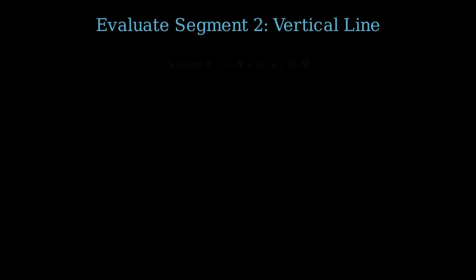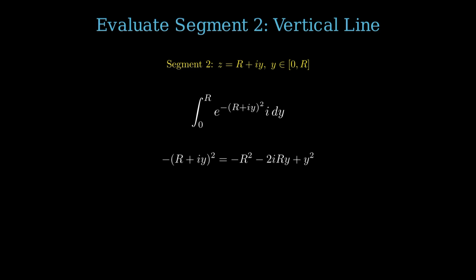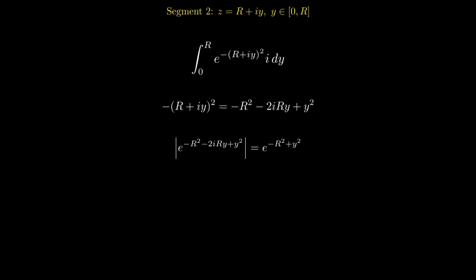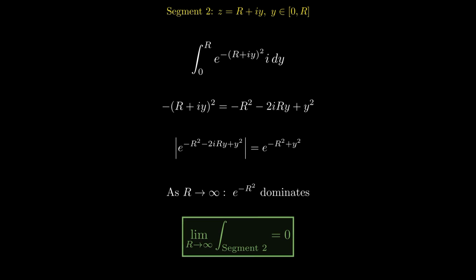Now, let's check the vertical line from r to r plus i times r. We set z equal to r plus iy with y going from 0 to r. The integral becomes i times the integral from 0 to r of e to the negative quantity r plus iy squared dy. Expanding the exponent, we get negative r squared minus 2iry minus y squared. The magnitude of this is e to the negative r squared plus y squared. Since r is huge, e to the negative r squared is super tiny, making this whole integral vanish as r goes to infinity. So this part contributes nothing.